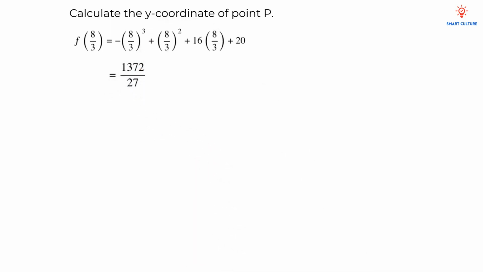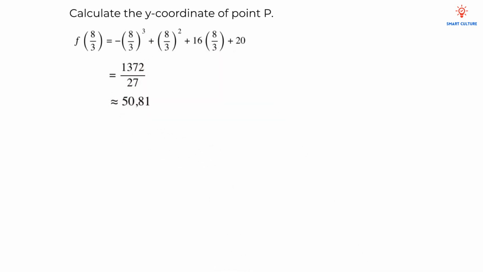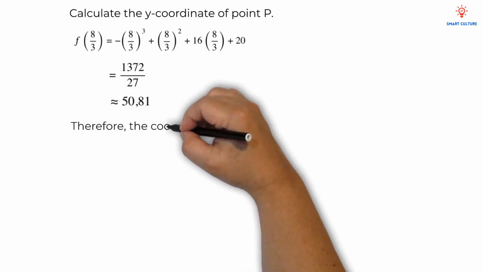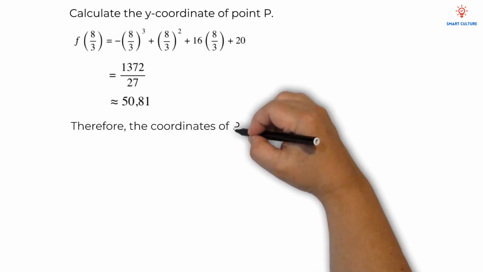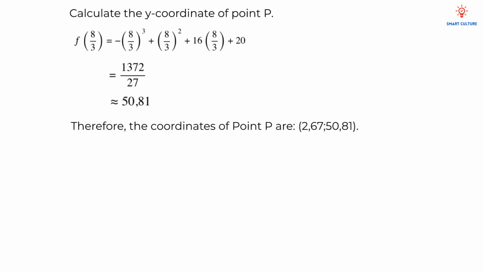So then we get 1372/27, and this equals 50.81. So the coordinates of point P will therefore be (2.67, 50.81).